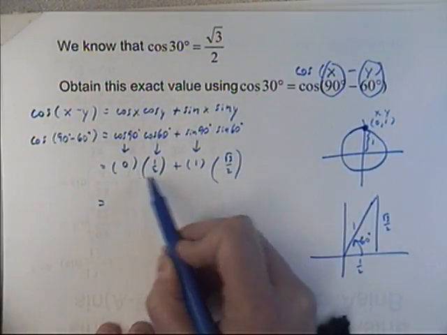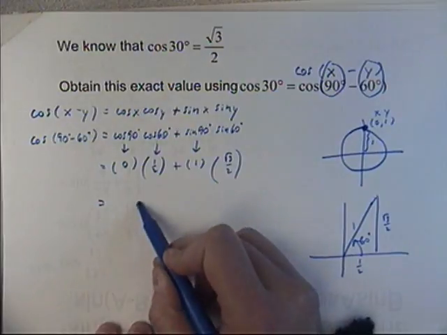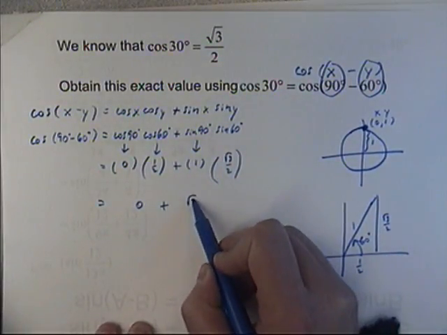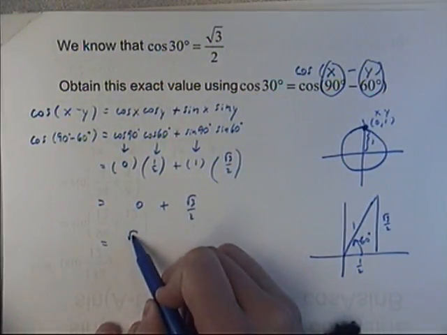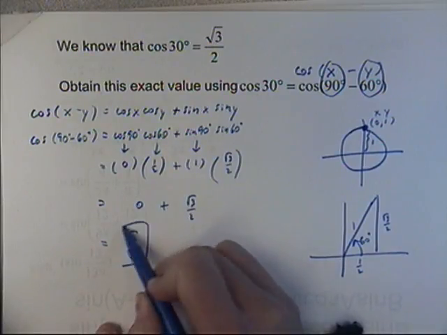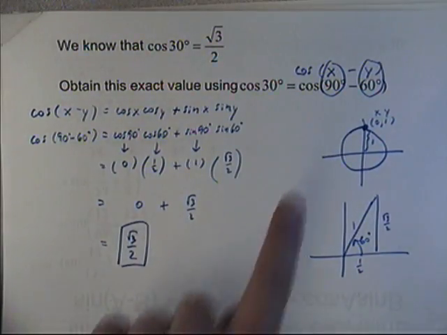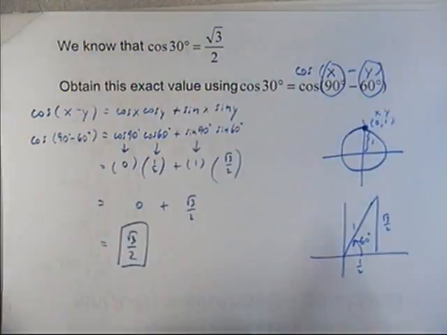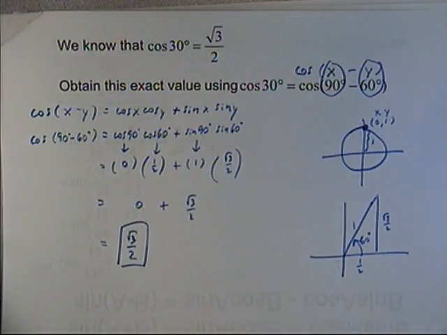Now obviously 0 times anything is 0, so 0 times 1/2 is 0. 1 times square root of 3 over 2 is square root of 3 over 2. So our final answer is square root of 3 over 2. So that's how we use this formula to verify, basically, the fact that cosine of 30 degrees is the square root of 3 over 2.